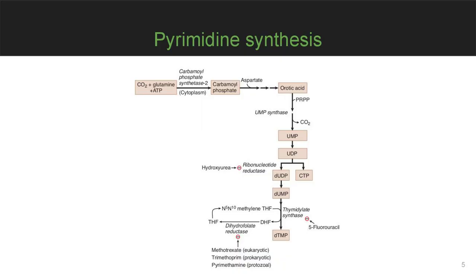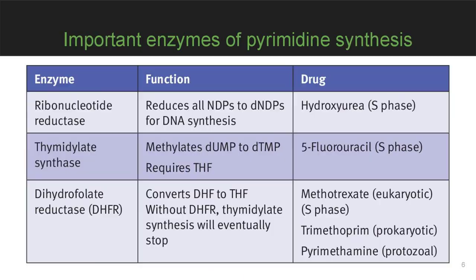Pyrimidine synthesis. Pyrimidines are synthesized de novo in the cytoplasm from aspartate, CO2, and glutamine. Synthesis involves a cytoplasmic carbamoyl phosphate synthetase that differs from the mitochondrial enzyme with the same name used in the urea cycle. The primary end product of pyrimidine synthesis is UMP. In the conversion of UMP to dTMP, important enzymes are ribonucleotide reductase, thymidylate synthase, and dihydrofolate reductase, all targets of antineoplastic drugs.